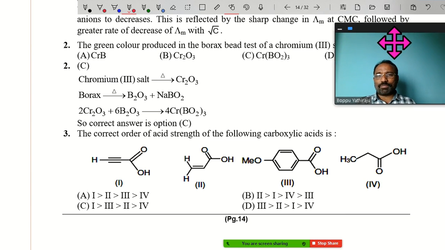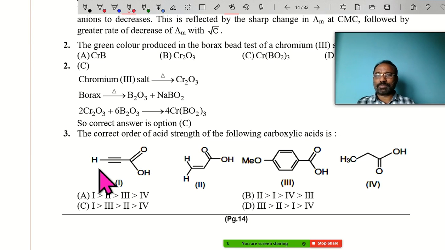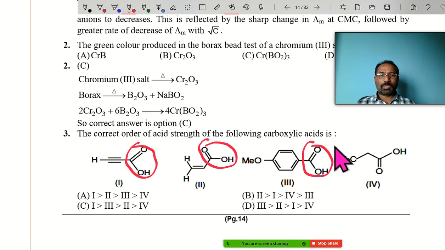The correct order of acidic strength of the following carboxylic acids. The correct order of the carboxylic acids. Here, let us see this one. In case of the first one, this is the COOH group. Here also this is a COOH group. Here this is a COOH group. And here also a COOH group.